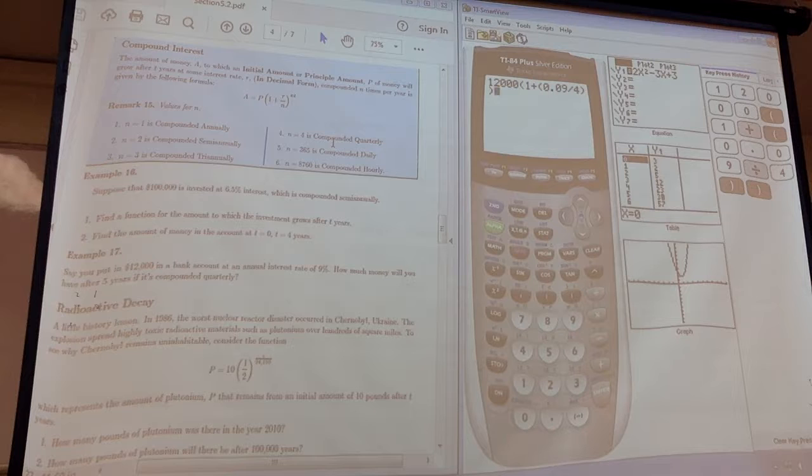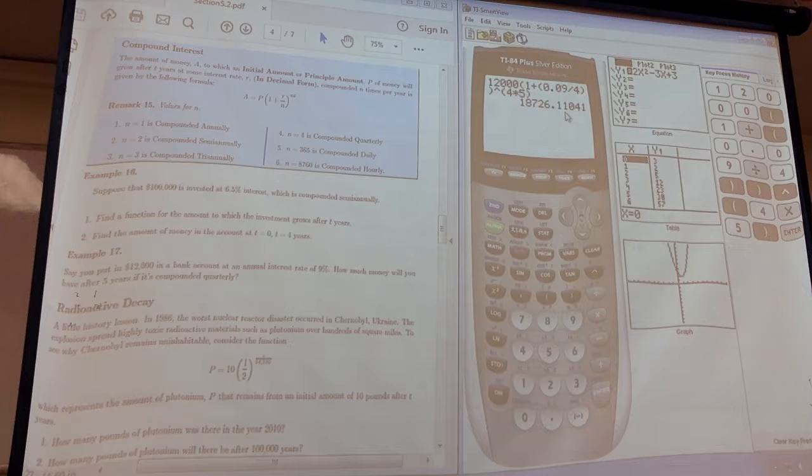And then we have to raise it. So we use the caret symbol right here. Open the parentheses again so we can section off our exponent. N times T. Now, N was 4, and your T, your time, was 5 years. So 4 times 5, close parentheses yet again, and enter. So in that case, if we have $12,000 and we invest it at a rate of 9% for 5 years compounded quarterly, we should have roughly $18,726.11. Okay?